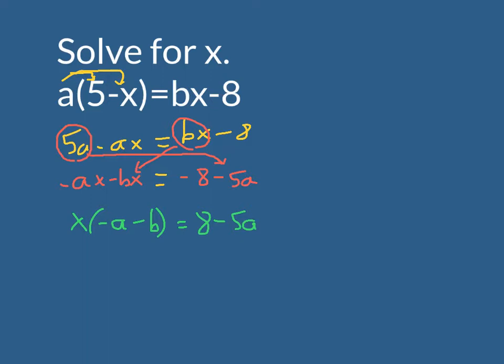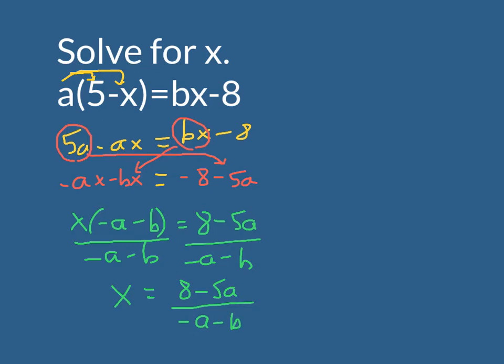And then the last step is just to divide by the group, a minus b. Well, it's negative a minus b. So your final answer is x equals 8 minus 5a divided by negative a minus b. The end.